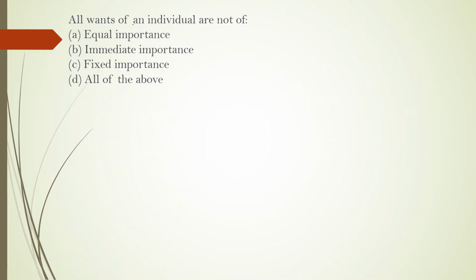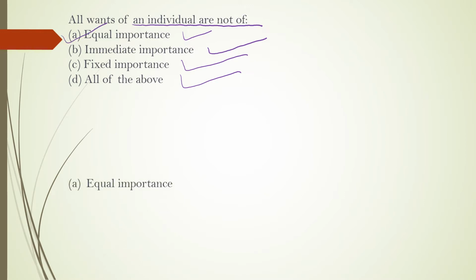All wants of an individual are not of equal importance. Of course, all our wants are not equally important. All wants of an individual are not immediately important. No, of course. A few wants can be satisfied later. Only a few wants, like emergencies, we need to satisfy immediately. Fixed importance, no. All wants cannot have fixed importance. All of the above. So the right answer is, all wants of an individual are not of equal importance.